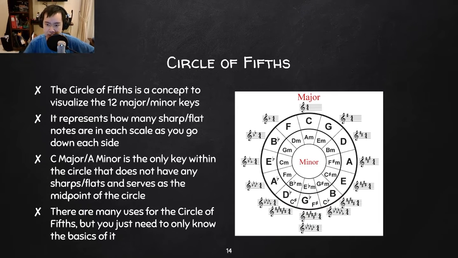Really simple. It also teaches you how many sharps or flats as you go down each side. For example, C is no sharp or no flat, and that's why it's perfectly on top. It's right in the middle. It's neutral. Going clockwise, or right in the photo, you're going to start adding sharps. So C, the next one's going to have 1 sharp, then 2 sharps, then 3 sharps, 4 sharps, 5 sharps, 6 sharps, and then eventually 7.